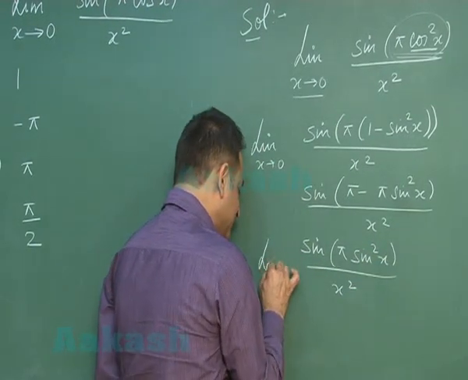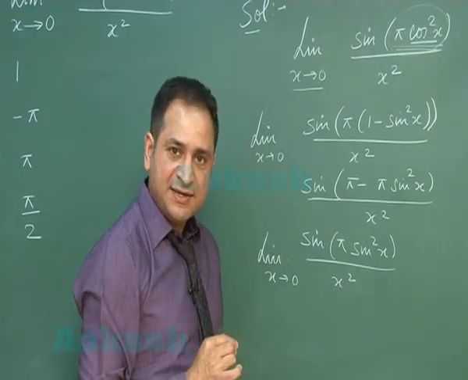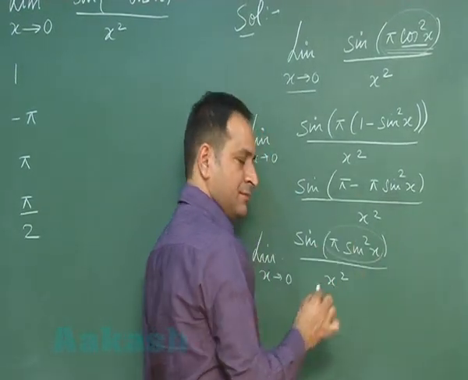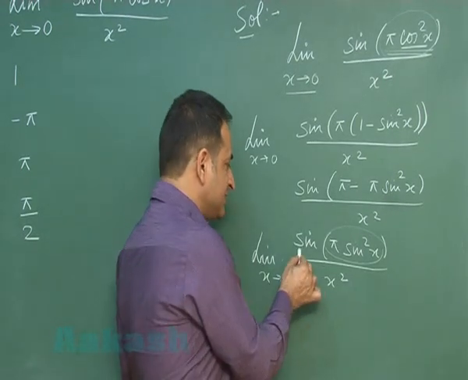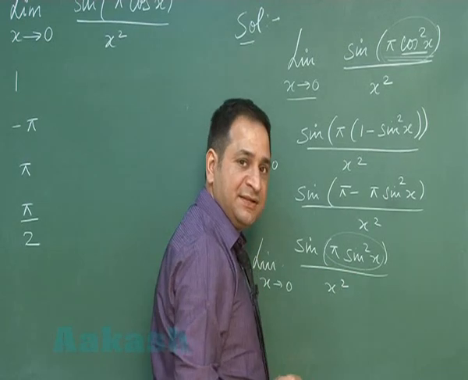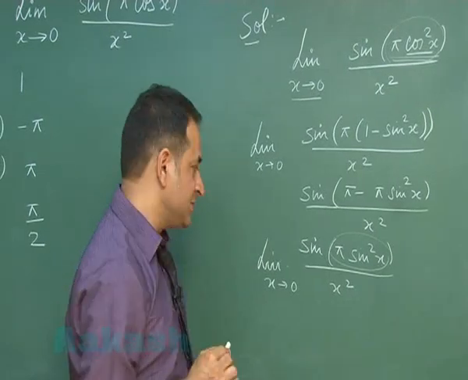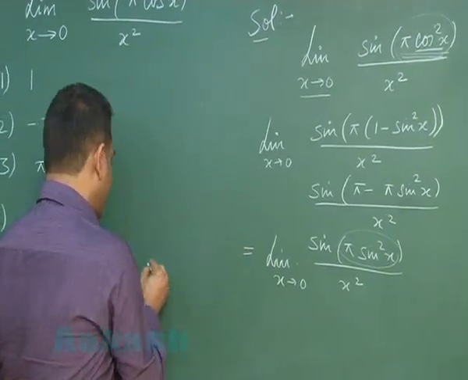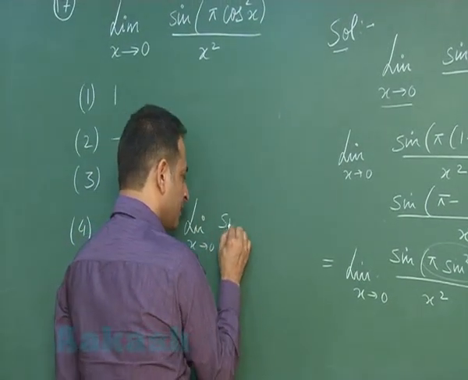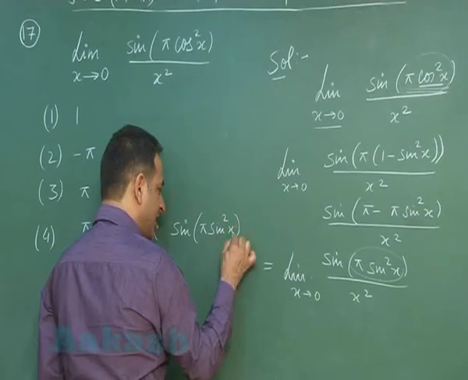Now by making this important change, we can use the standard limit here. Now the angle which is inside this sine function is tending to 0. Again the form remains the same, that is 0 by 0, but here you can apply the standard result. You can see here we can write this limit again as sine of pi sine square x.